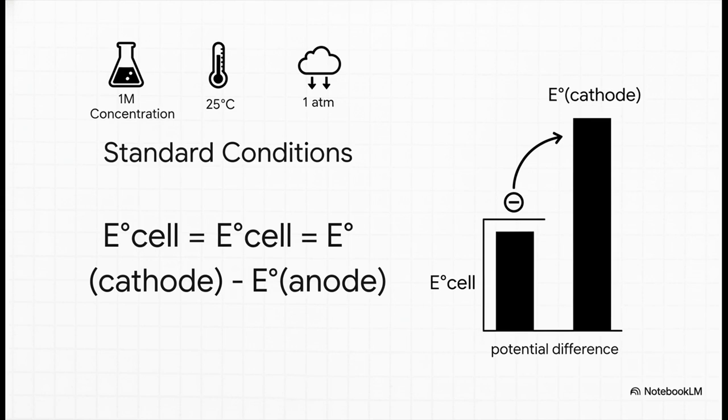It's just the potential of the cathode minus the potential of the anode. You can think of it as a measure of the pull on the electrons. The bigger that difference, the more oomph you get, and the higher the voltage.